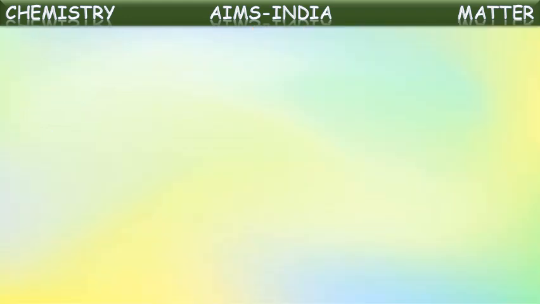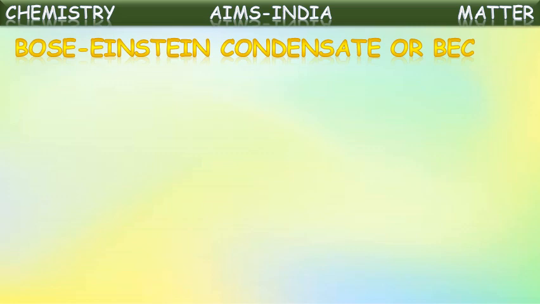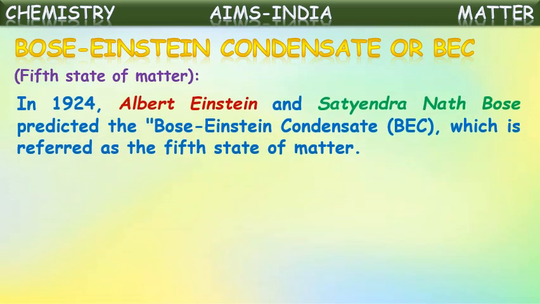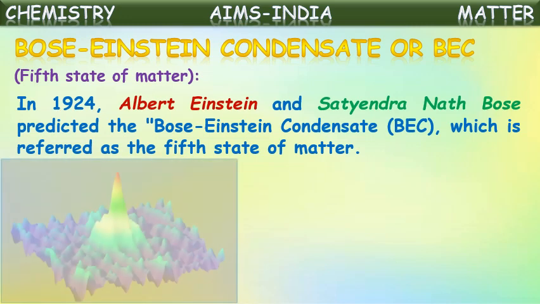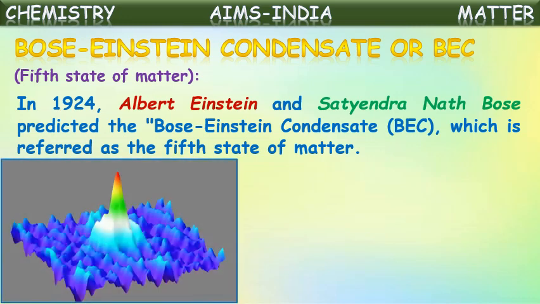Okay, now come to the next state, Bose-Einstein condensate state or BEC. This is called the fifth state of matter. What is the name of this one? Bose-Einstein means two scientists. Who are they? Albert Einstein and Satyendranath Bose. These two scientists predicted this Bose-Einstein condensate state in 1924, which is referred to as the fifth state of matter.